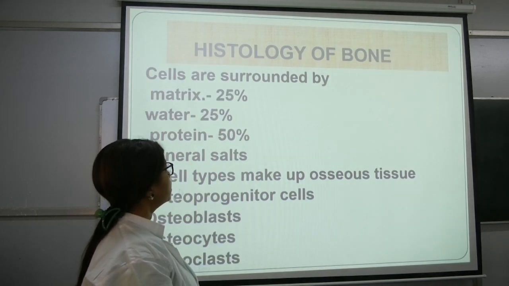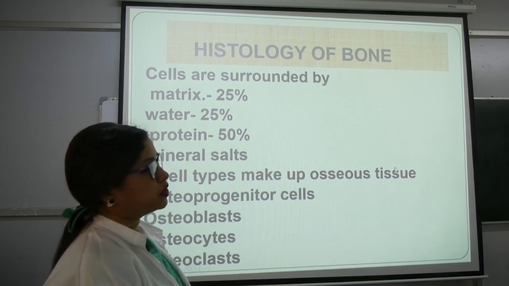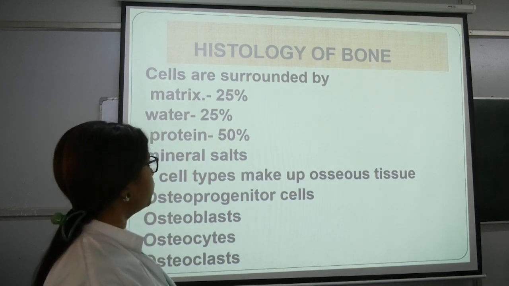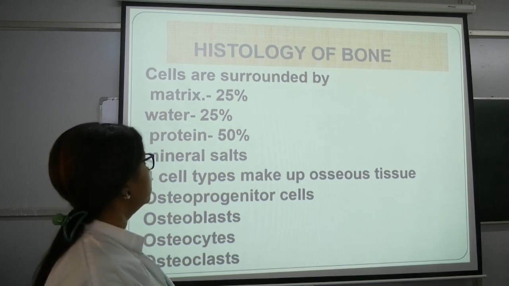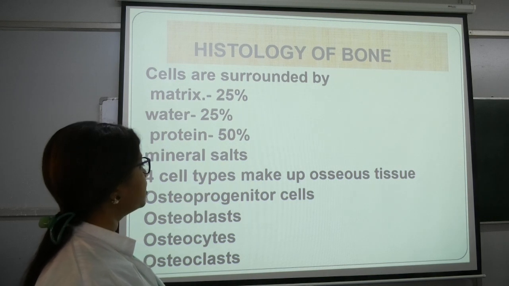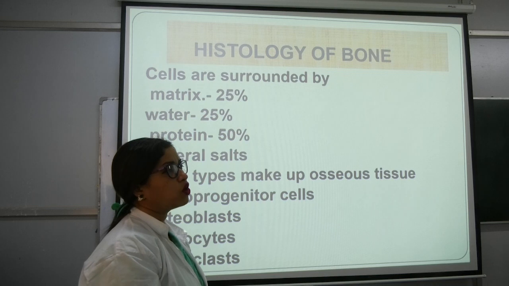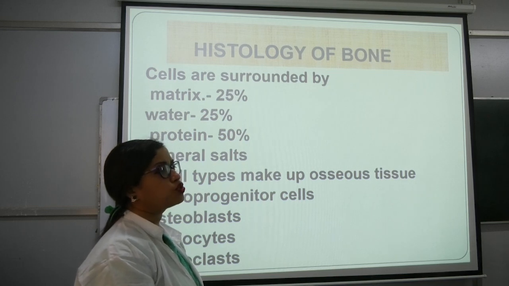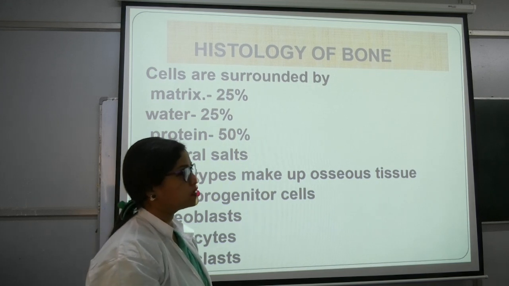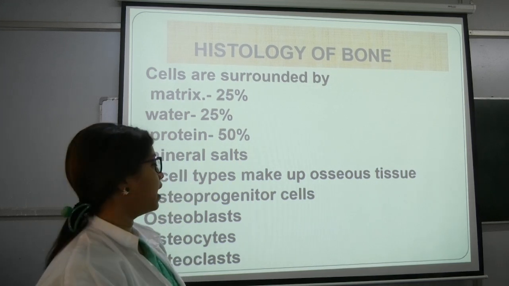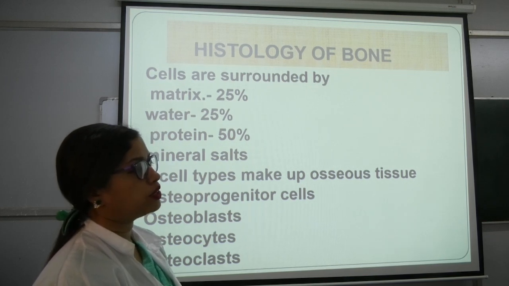So what are the other compositions? Matrix is about 25%, water is about 25%, and protein is the maximum, that is 50%. Mineral salts are also found. And what are the types of cells? This thing we have already discussed. First is the osteoprogenitor, then the osteoblast, osteocytes, and osteoclast. These are the 4 types of cells found in bones.